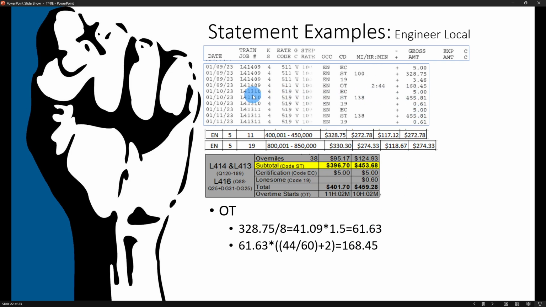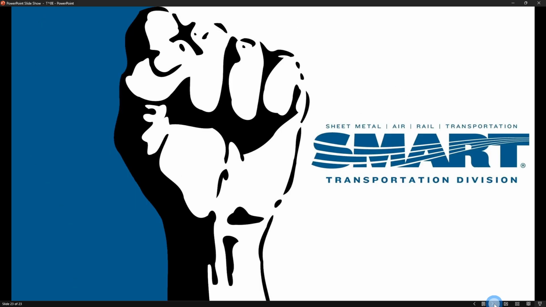Cool. And then the next 2 days, they matched the 138 miles. The overtime earned, as you see, lonesome pay here is a penny more than I got in the cheat sheet. I think I better make that correction in my cheat sheet. All right, anyways. And that's it for the examples there.